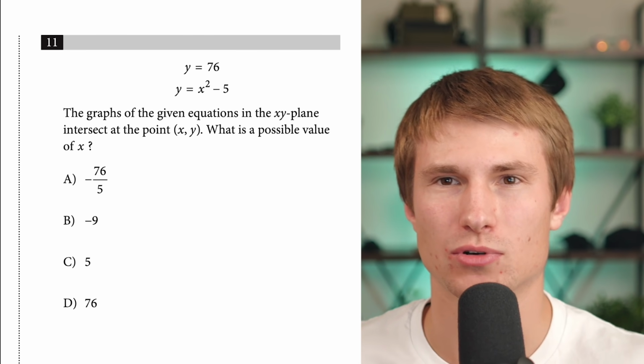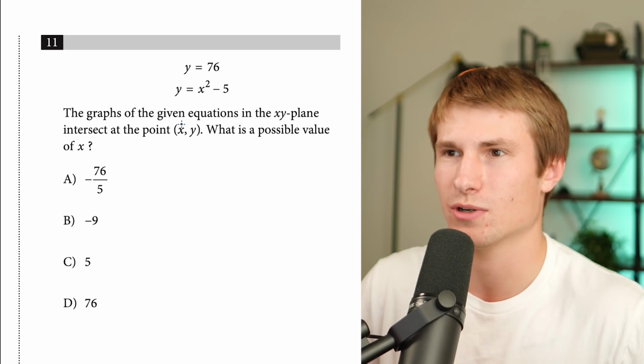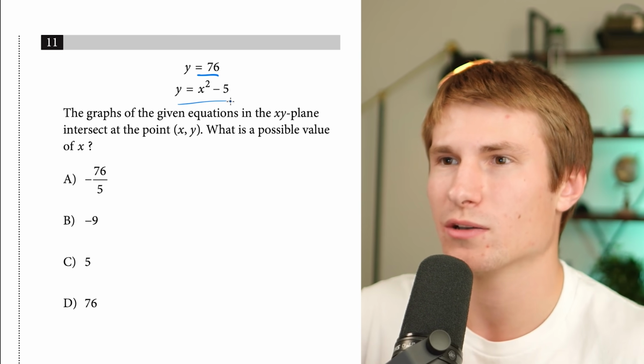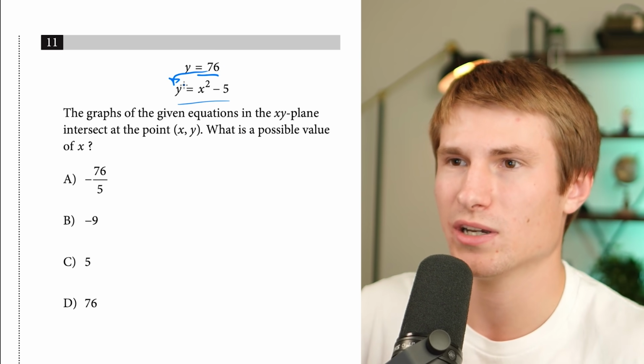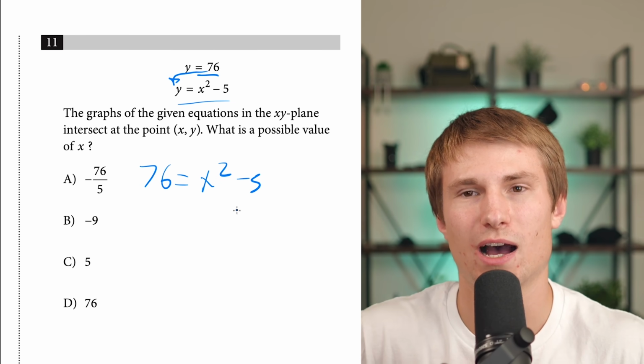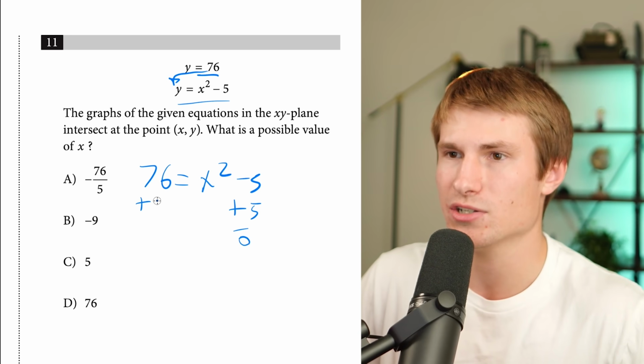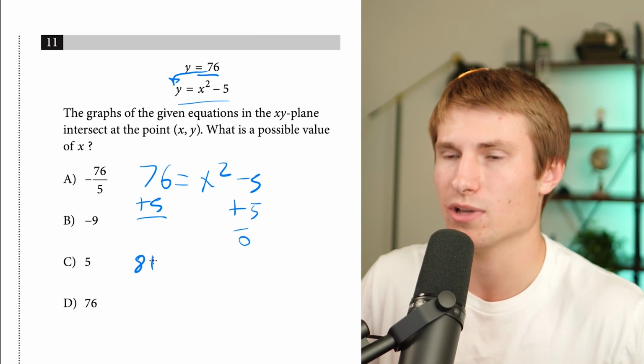Now, many people would go through and solve this by hand. So let's do that, and then I'll talk about the other way you can solve this one. So you have y equals 76 and y equals x squared minus 5. In this case, we can plug in 76 for y. So we have 76 is equal to x squared minus 5. The next thing we'll do is isolate that x squared value. So we'll add 5 to each side, and we'll end up with 81 is equal to x squared.